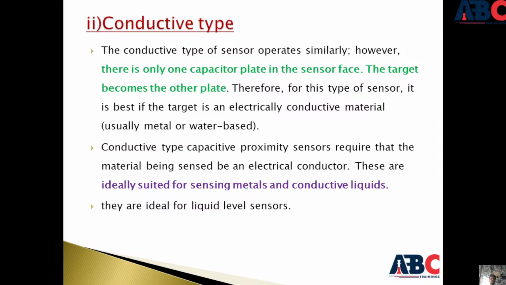Conductive type. The conductive type of sensors operate similarly, however, there is only one capacitor plate in the sensor face. The target becomes the other plate, therefore for this type of sensor, it is best if the target is an electrically conductive material. Conductive type capacitive proximity sensors require that the material being sensed be an electrical conductor. They are ideally suited for sensing metals and conductive liquids, and are ideal for liquid level sensing.